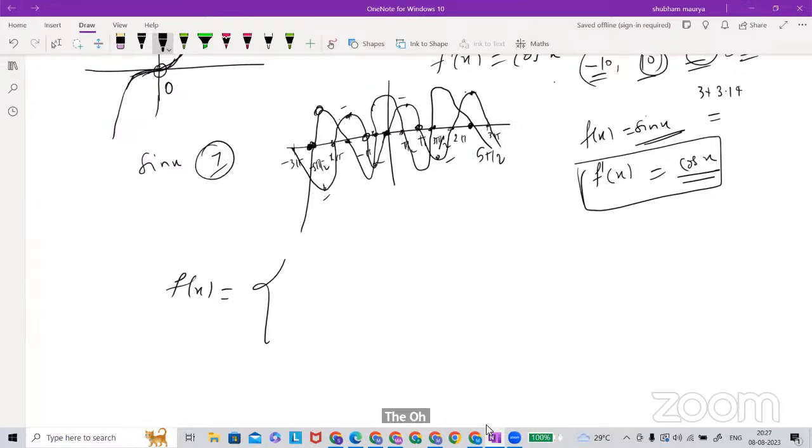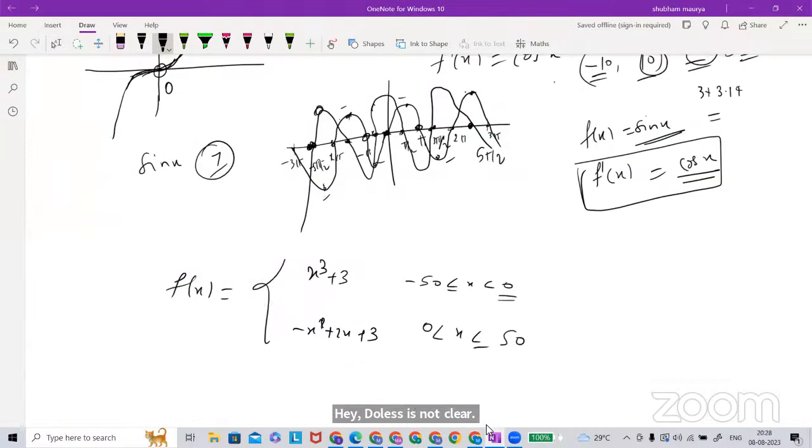So at 0, we have to check the difference. If it is zero, then it will not be a critical point. Your voice is cracking. Your voice is breaking, sir. Your voice is not clear. Okay, let me check. Okay, so now is it clear? Yes, sir, now it's smooth.